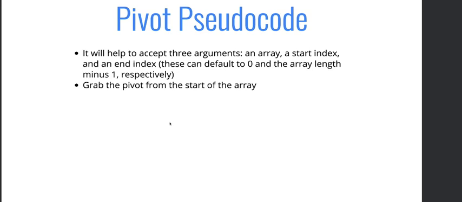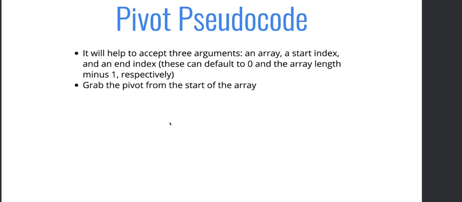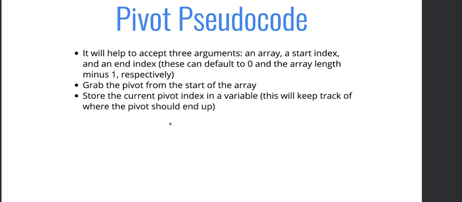Then we're just going to pick the pivot from the start of the array. Remember, we could change this to be from the middle or the end or a random place, but for simplicity's sake, we're picking from the very beginning, and then store the current pivot index in a variable. This is going to keep track of where we're going to swap that pivot to at the very end.